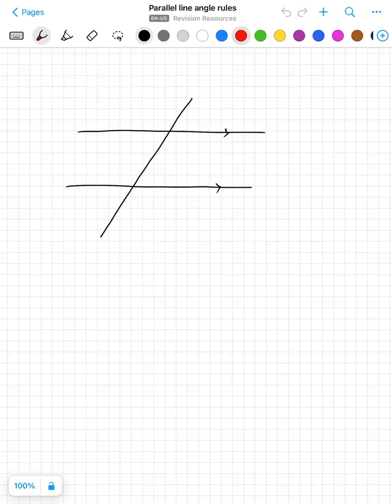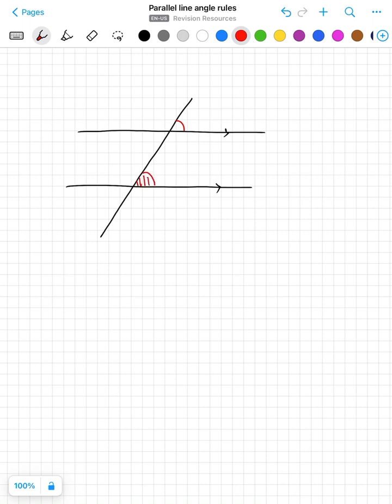Parallel line angle rules. So these arrows here note the sign for parallel lines, so that will indicate which lines are parallel. Parallel means that they are never going to touch. So let's begin with our alternate, our corresponding and co-interior.